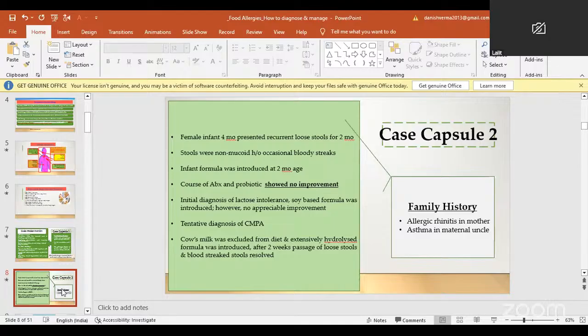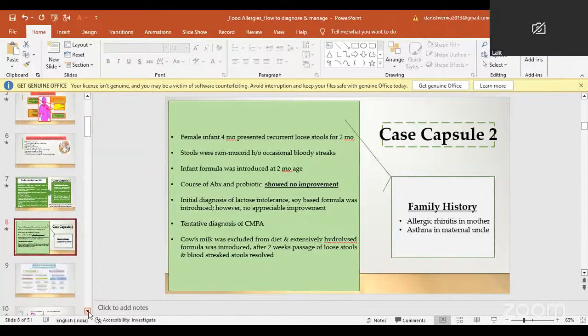So cow's milk protein allergy is a form of food allergy. It is the first one which starts picking up by 2 weeks, and then it can become very aggressive by 3 to 6 months with blood in stool and so many other things that we have already discussed in the past. So again, cow's milk was excluded from the diet of the mother, and hydrolyzed formula was used, and the child was all better with the bloody stools in the next 2 weeks. There was a family history in the mother of allergic rhinitis, and asthma in one of the maternal uncles. So all these allergies do coexist in the family as well.